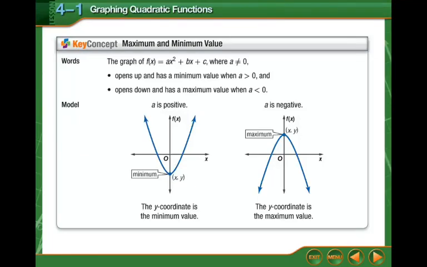Alright, so just like with those other bits of information about quadratics, you can also get a lot of information about the maximum and minimum values from a graph, but you can also get it from the equation itself. So whatever a is, the term out front, if it's positive, then it has a minimum value. If it's negative, it has a maximum value. And wherever those vertices are will tell you where those points are.